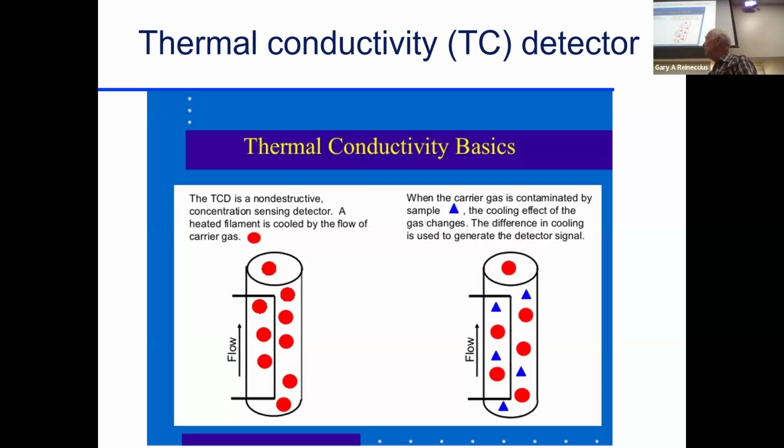They find their biggest use probably when we look at measuring various gases, maybe doing a separation there. So anyway, it finds application. This is as the machine runs, as there are some analytes in there, the blue triangles that will cool differently. So universal detector, not overly sensitive.